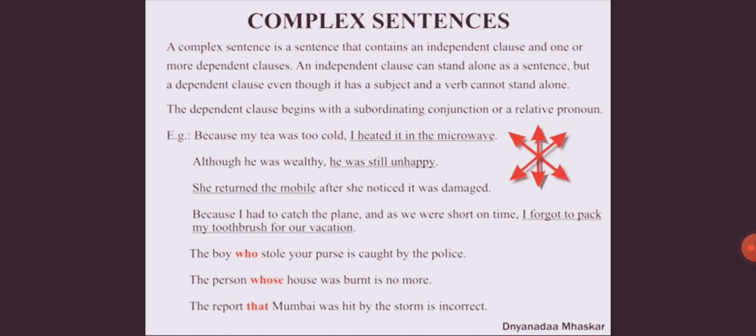The first three sentences have subordinating conjunctions. The first one, because my tea was too cold. In the second one, although he was wealthy. In the third one, after she noticed it was damaged. In the last three, that is the fourth, fifth and sixth, the dependent clauses begin with a relative pronoun. Who stole your purse? Whose house was burnt? That Mumbai was hit by the storm. The remaining group of words is independent, that is, it is an independent clause.